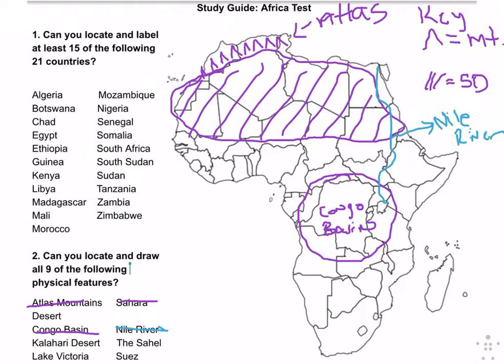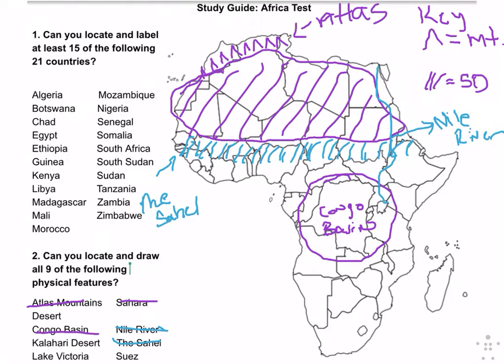The Sahel is directly underneath the Sahara. It separates the Sahara Desert and towards the tropical rainforest side. So this region is the Sahel.